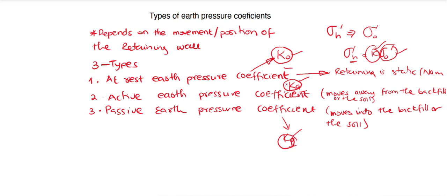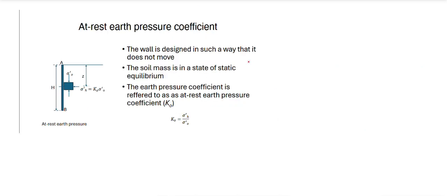And each one of them is used based on the movement of the retaining wall. All right, so the first one we'll look at is the earth at rest earth pressure coefficient. So at rest, just as the name indicates, the wall is designed in such a way that it does not move.